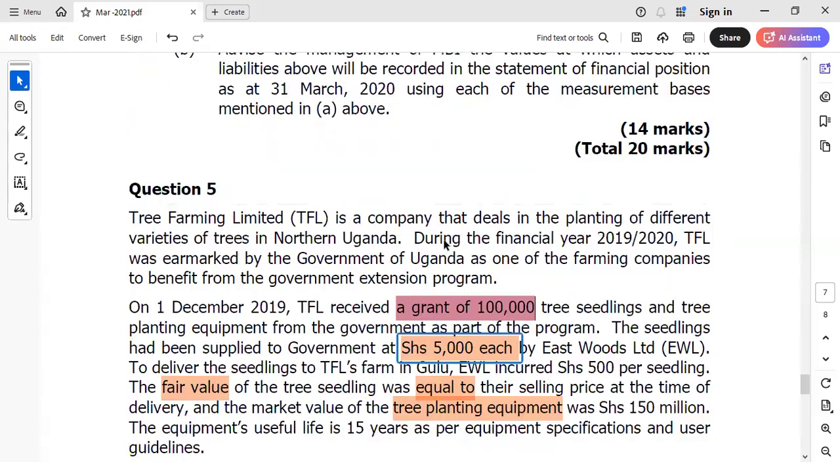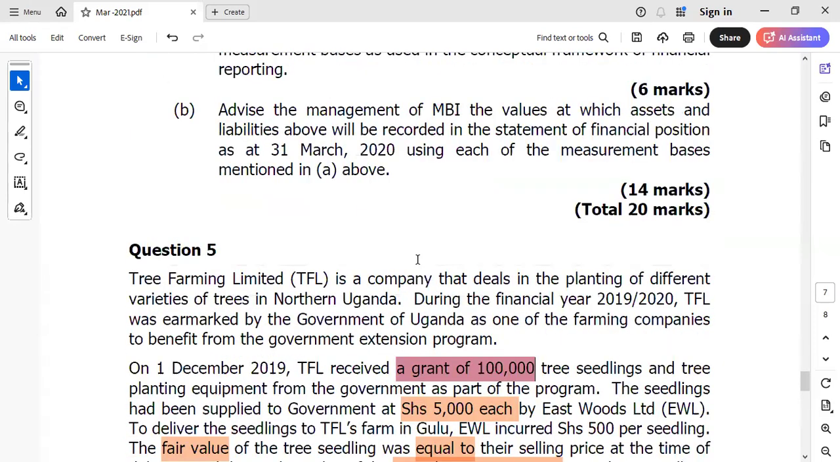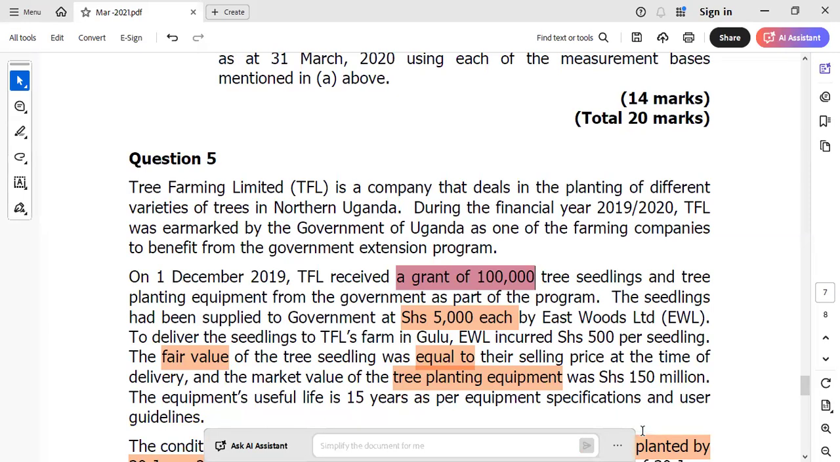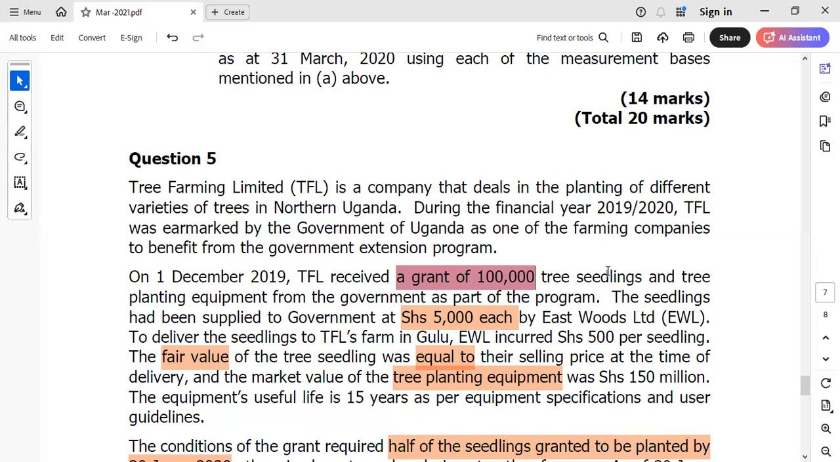So colleagues, you see in this question, you have two items. You are looking at tree seedlings, and at the same time, you are also looking at the tree planting equipment. You have to talk about each separately, but in your financial statements, you put them together. Tree seedlings are accounted for using IAS 41, since these are plants. So you have to account for them using IAS 41 Agriculture. So let's write something.